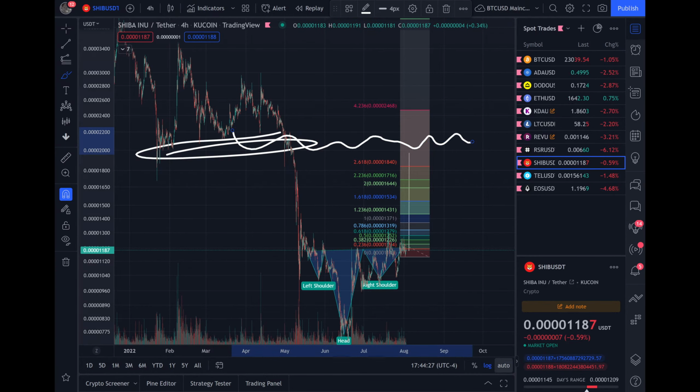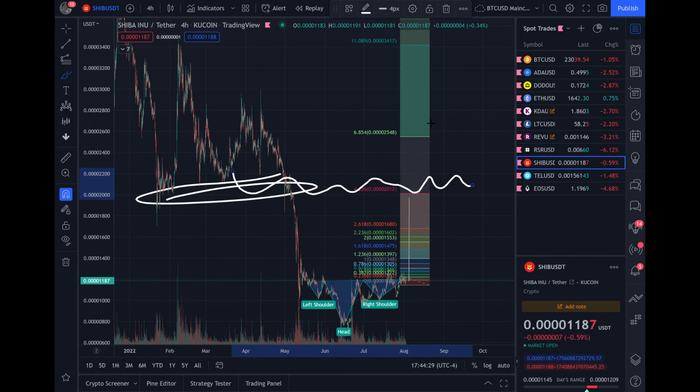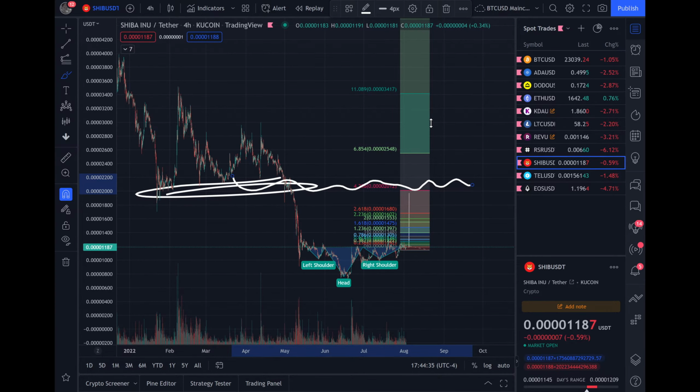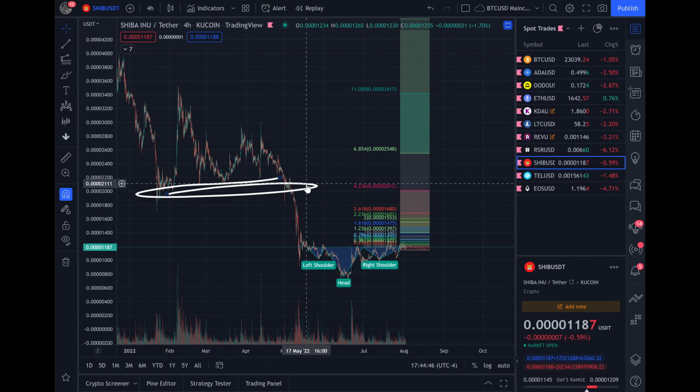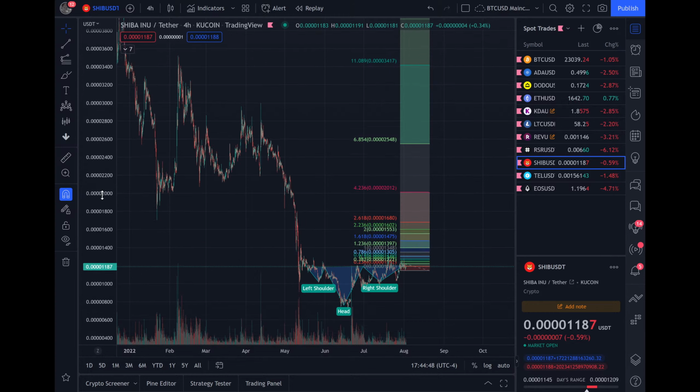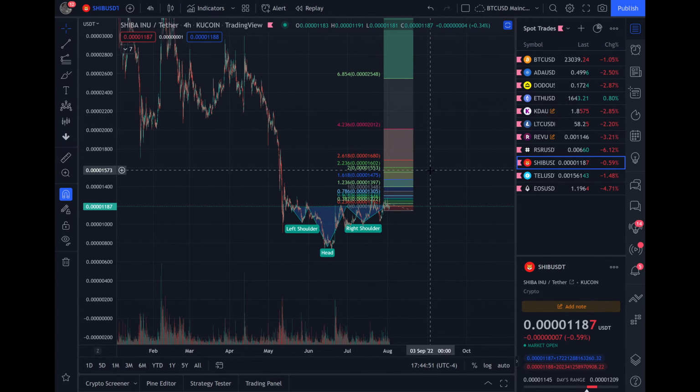Okay, if you're not on the log scale, let's see. Because I was on the log scale, I don't know that that was something you shouldn't do, just because SHIB is very volatile. Okay, but let's try this. Not on the log scale.